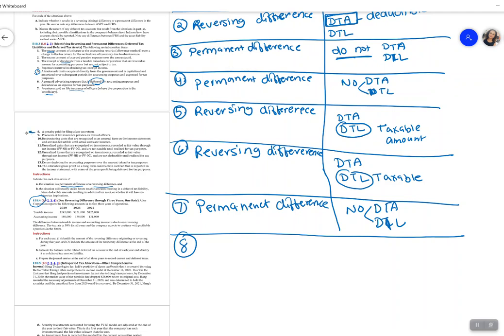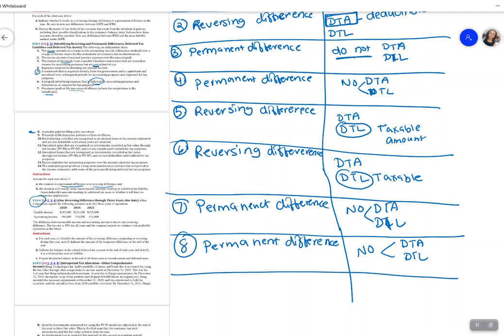They're telling us it's a penalty paid for filing a tax return. Any penalty or fines are a permanent difference because it's our fault that we did not file our taxes on time. The government says that this is not a deductible expense. So there's no deferred tax asset or deferred tax liability. So let's go to number 9.